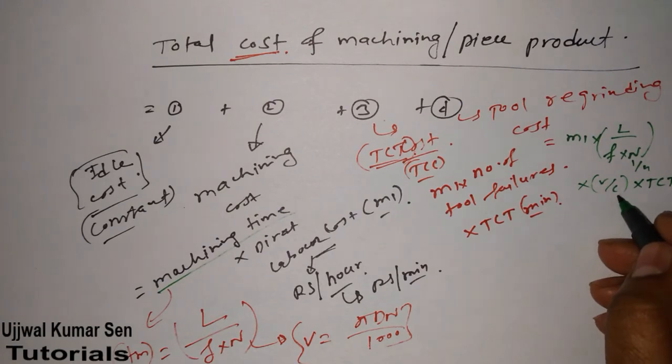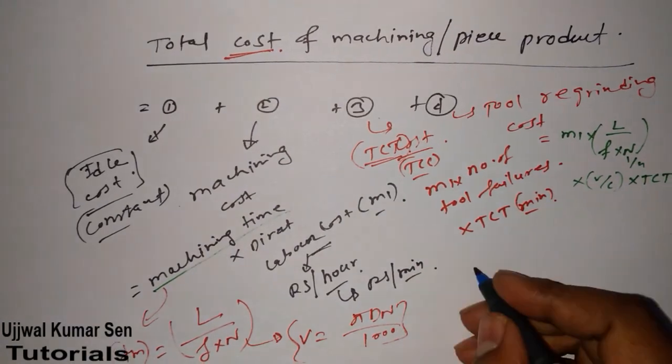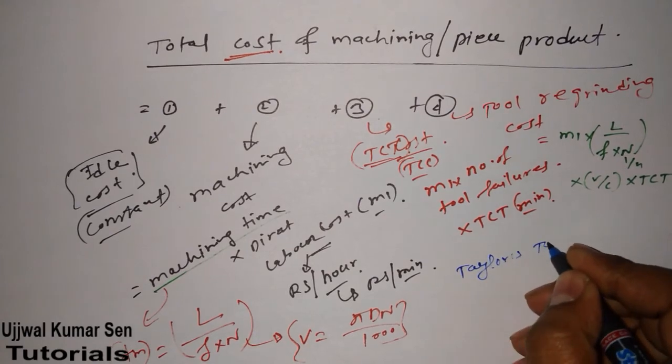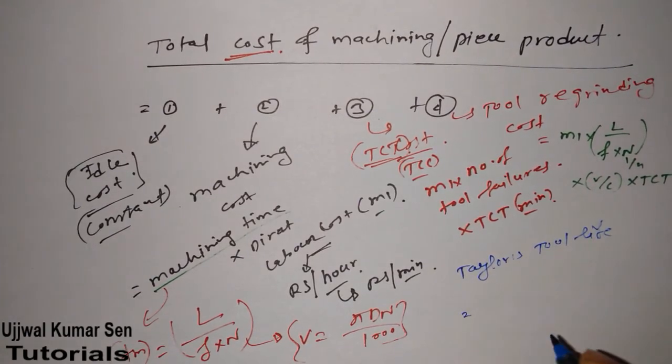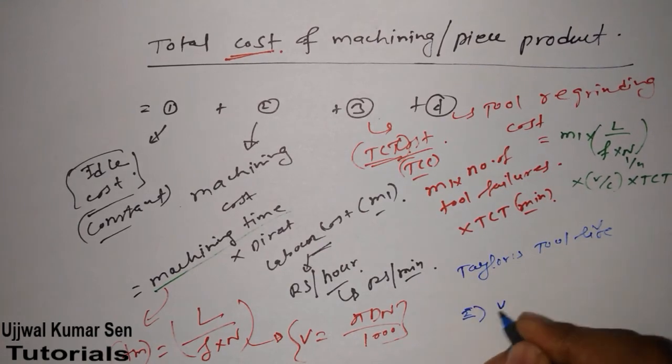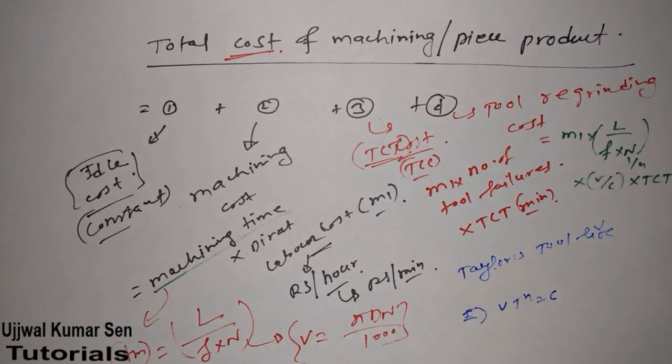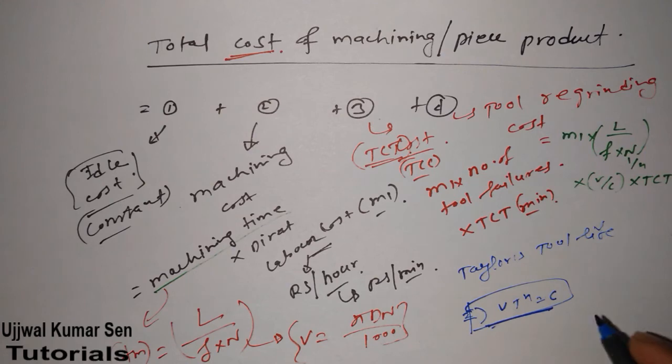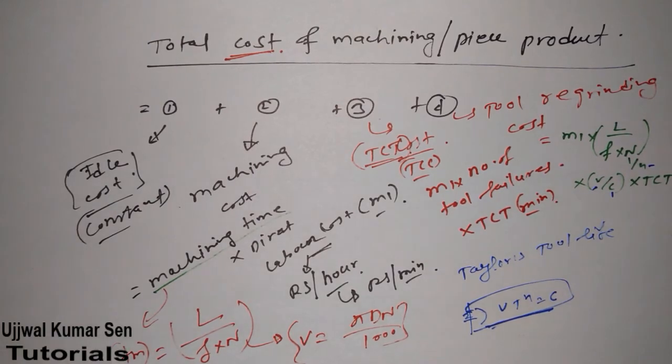Now what is this V by C to the power? You know that according to Taylor's tool life, what we have is V t to the power n is equal to constant. From that we can understand the relation between the speed and Taylor's tool life constant and exponent. From here also we can find out this value. So this is the fourth one that I have shared with you right now.